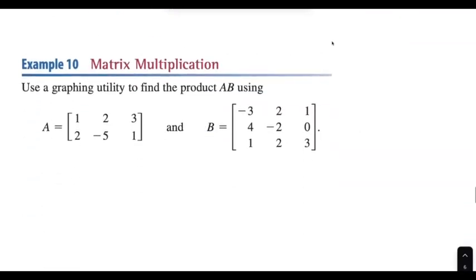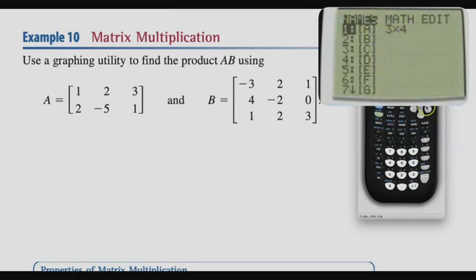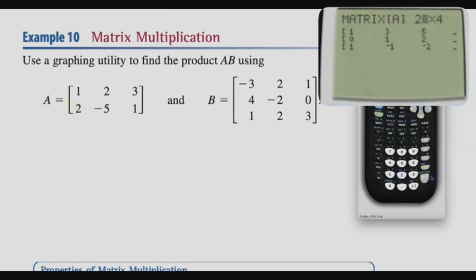Now let's talk about how you can do this on your calculator. Let's bring it over first. We're going to enter these matrices into our calculator and go second matrix. I can reselect it. I already have something in matrix A, but honestly, the easiest way to do it is just right over it. Go to edit. This is a 2 by 3. 2 by 3, and type in entries 1, 2, 3, 2, -5, and 1.